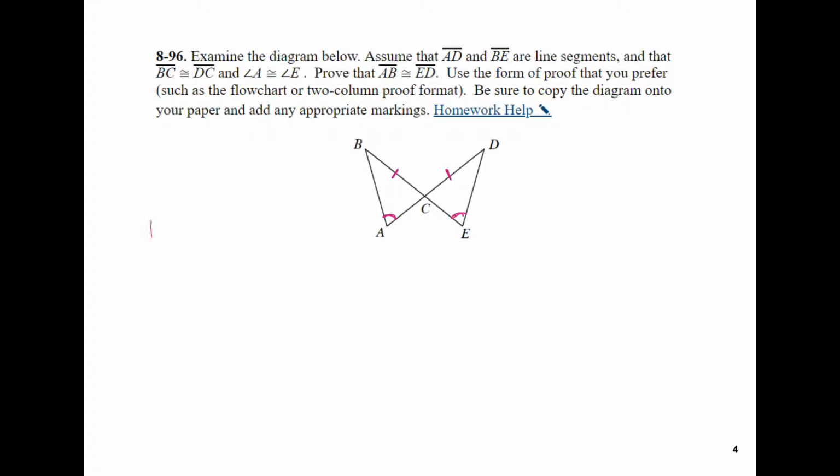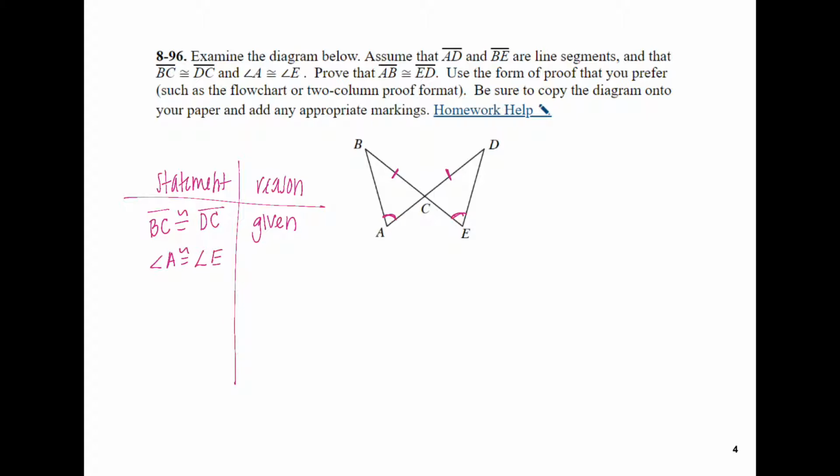So they told us that line segment BC is congruent to line segment DC. So I'm going to put that under my statement column. And my reason for that, or my justification, is because it was given. I also know that angle A is congruent to angle E, and that was also given. I then, looking at these two angles, know that they're vertical angles. So I can say that angle BCA is congruent to angle DCE.